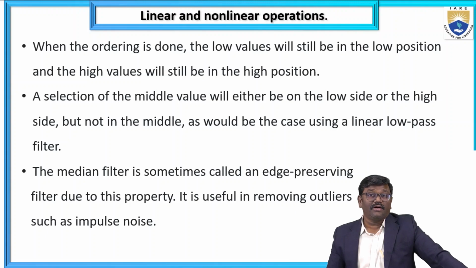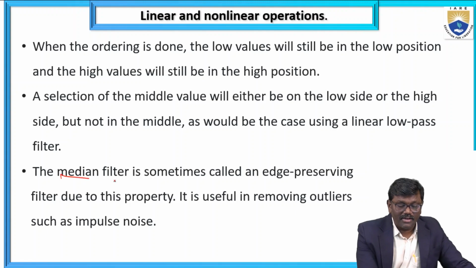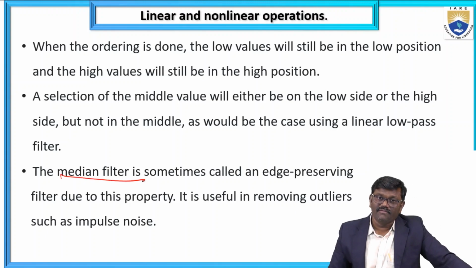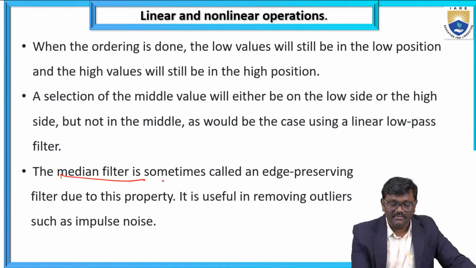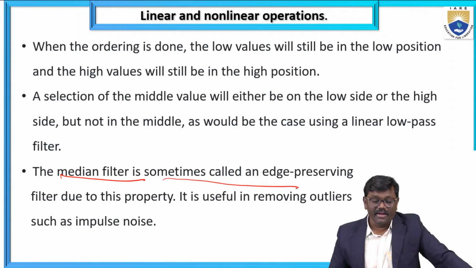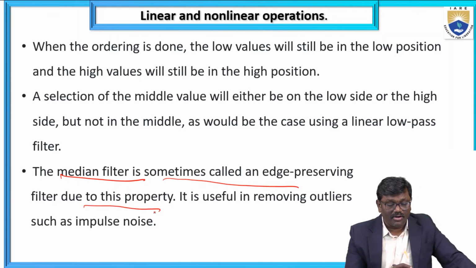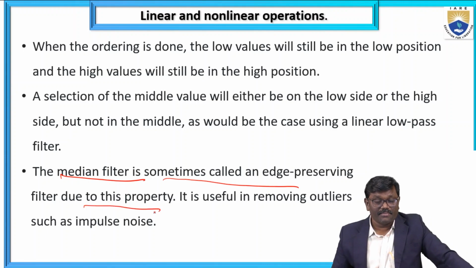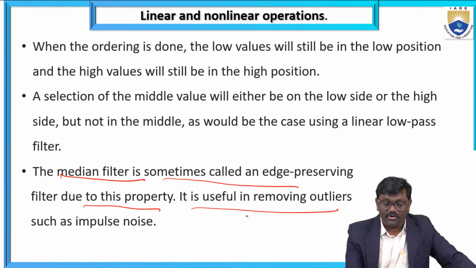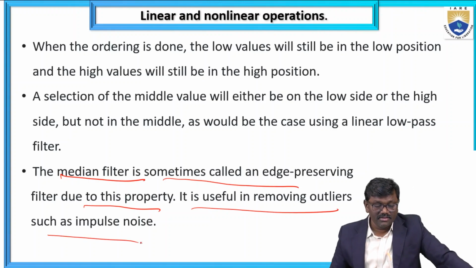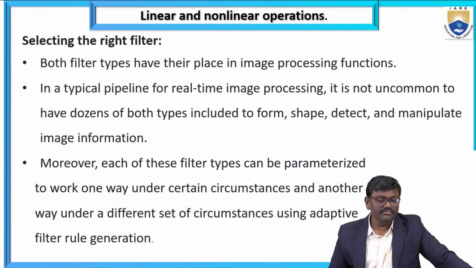So you would be using a linear low pass filter. That means your median filter is, what I say, a nonlinear filter. It is an example of a nonlinear filter. Sometimes it is called an edge preserving filter due to this nonlinear property. So it is useful for removing outliers such as impulse noise.